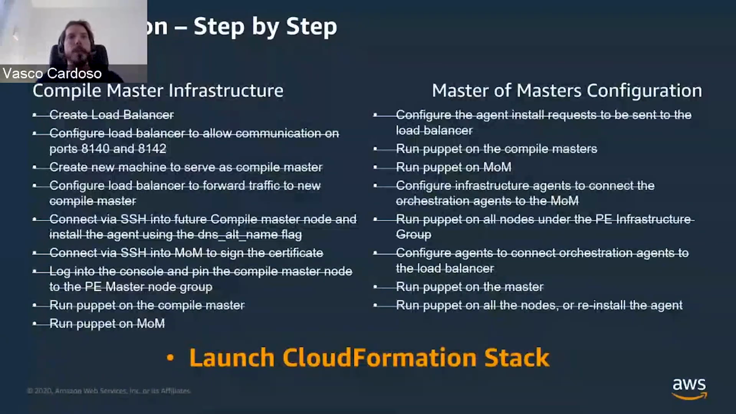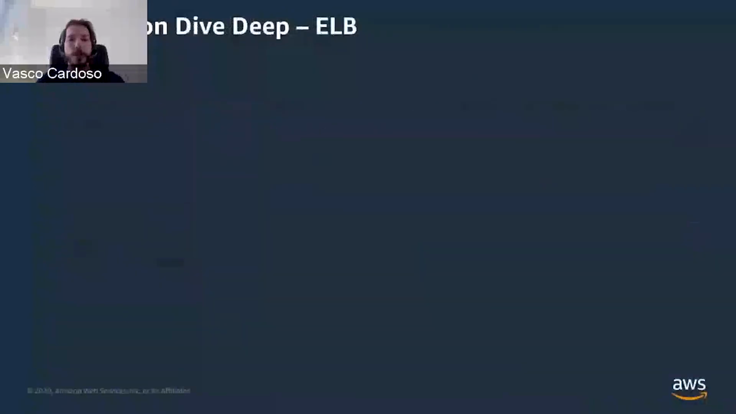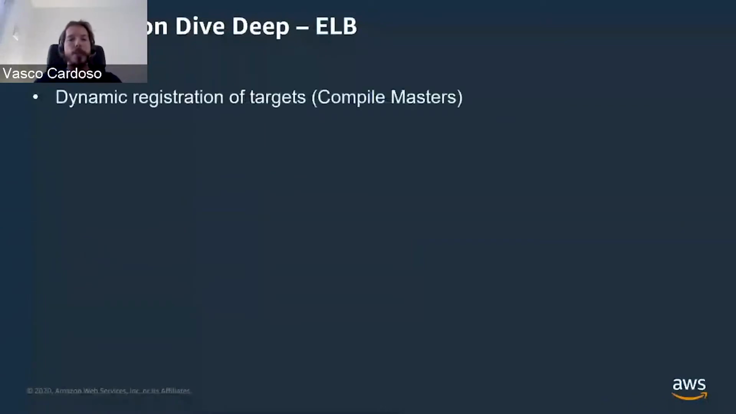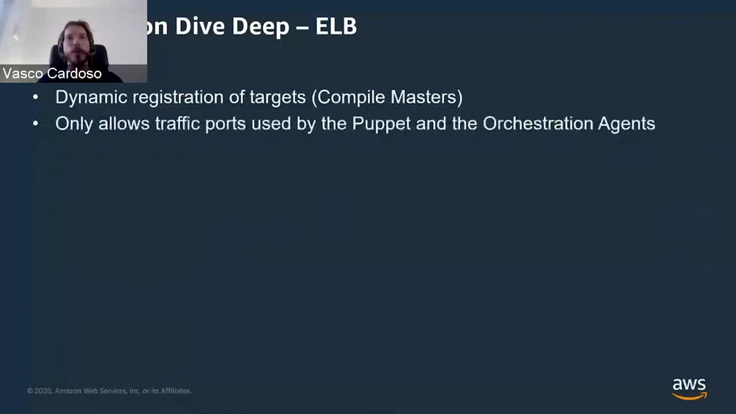To look a little bit deeper into each of these servers and how they're configured, we can start off with the load balancer. Because we can dynamically register the targets, in this case our compile masters, we can configure everything right from the start. So forwarding the traffic to the correct ports, used by agents, in this case 8140 and 8142. Another feature that we can take advantage of is health checks. So we can perform health checks against the compile masters, so that none of the nodes will be connecting to an unhealthy target.